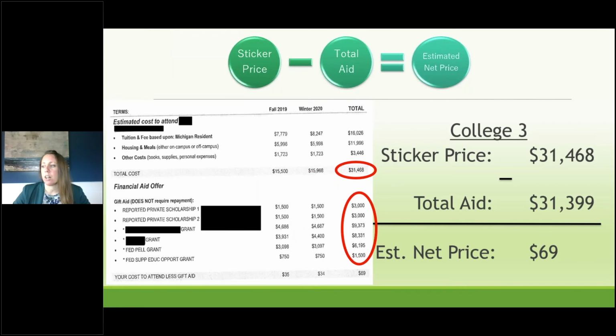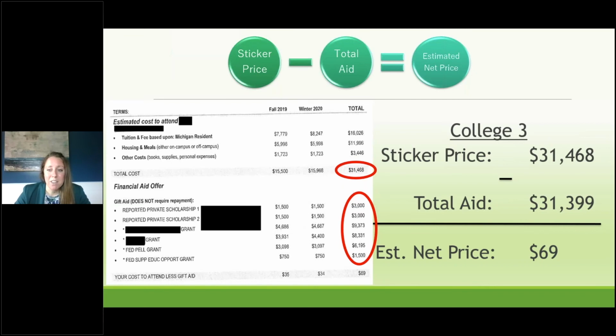Another college here from the area, the sticker price to attend, we're looking at around $31,000. So with that, the student is being offered a large chunk of financial aid. So you can see towards the bottom, that big long red circle, all of those are different scholarships and grants that student has qualified for. Over $31,000 in grants that the student is being offered.